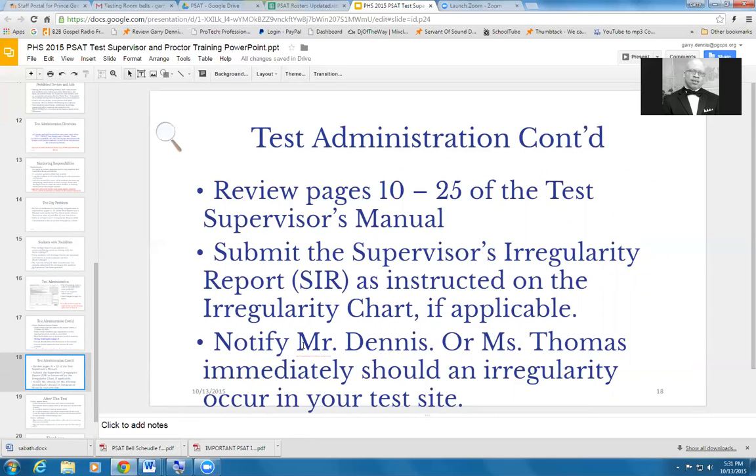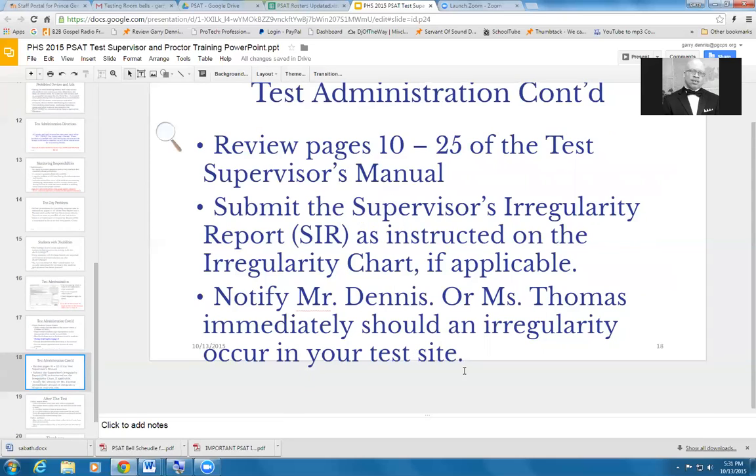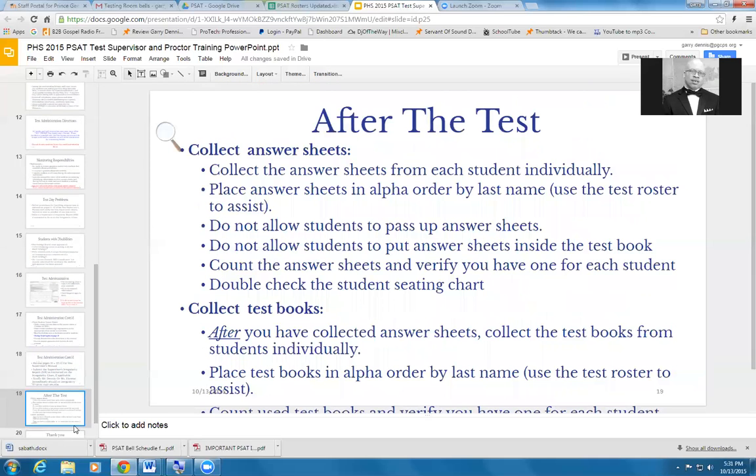Review page 10 and 25 in the manual. That'll help you with irregularity reports. And you can notify me or Ms. Thomas of any irregularities that happen within the test.